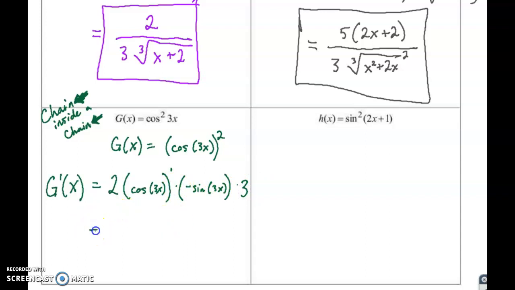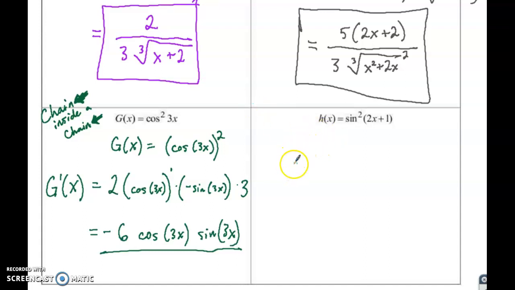So your final answer, we do have a negative. 2 times 3 is 6. And you can just write it like this, cosine 3x, sine 3x. And that is it. All right, I'm going to hurry and do the last one just so I can start fresh in the next slide in the next video. I'm not going to show as much work because as you get better at this, this will make perfect sense.